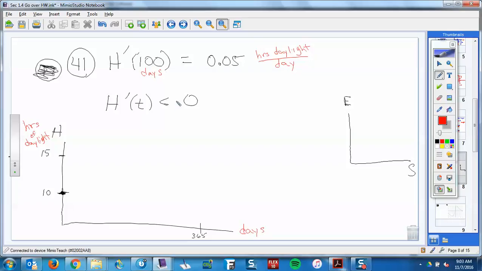Now, when is H prime less than 0? In other words, when would it be negative, that's the other part of the question? It's decreasing after June 21st, right? Whatever day that would be, right? Because that's when it would be decreasing the minutes per day.